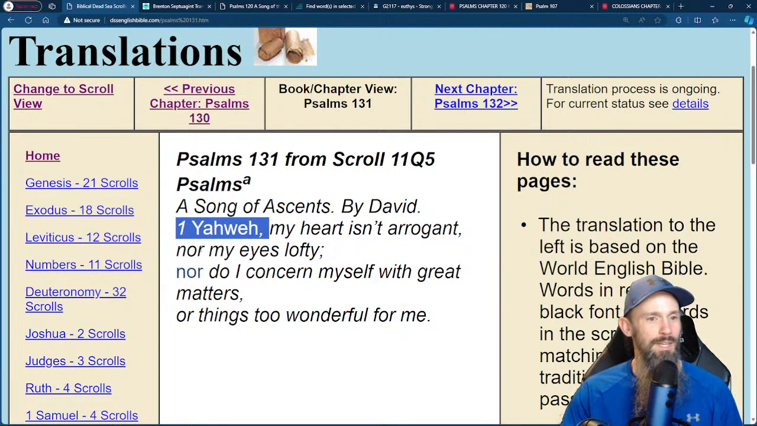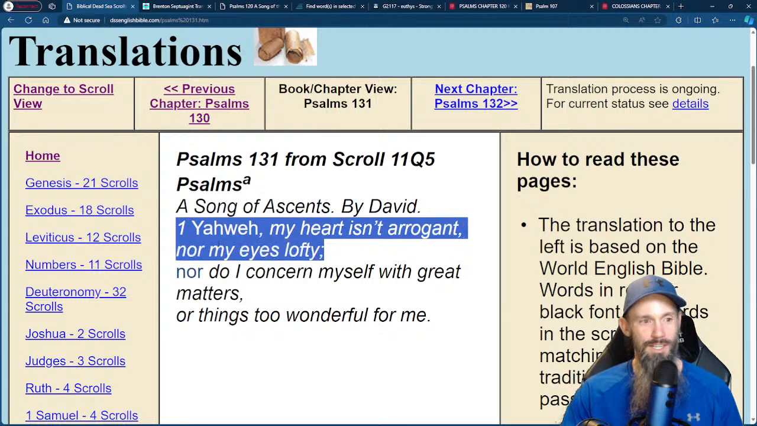wonderful for me. So see, he just talks about his forgiveness and his mercy and forgiving sins. And then he says this right here. We've all got to be careful. It's very easy to get lifted up.